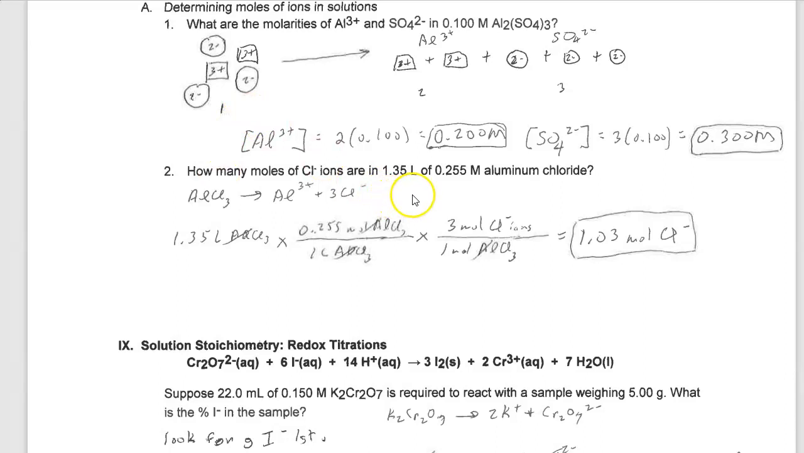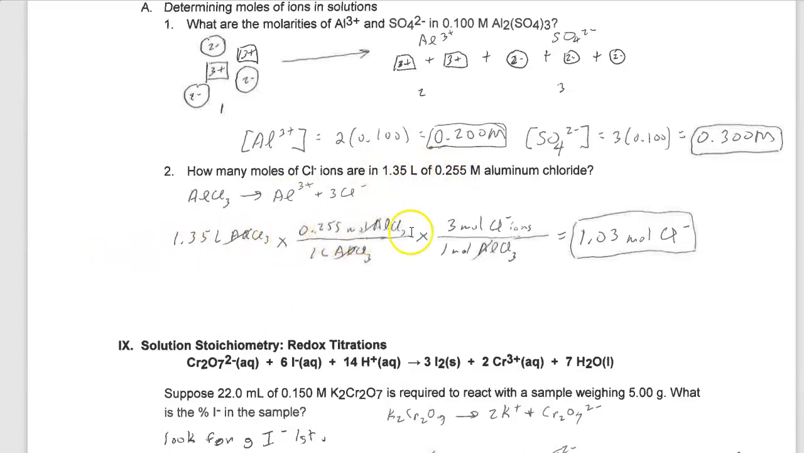Well, what do we know here? We know we've got a solution, and it's 0.255 molar in aluminum chloride. What else do we know? We know we've got 1.35 liters of it. What am I going to start with? We're going to start with the 1.35 liters. Always start with the other piece of information first. Don't start with the molarity. So that's why we wrote down this here.